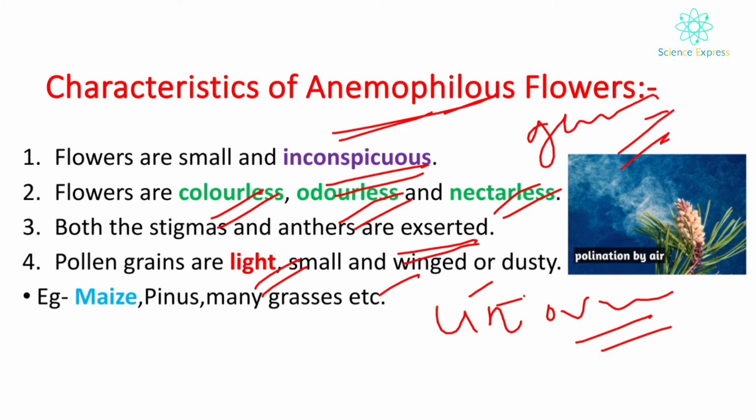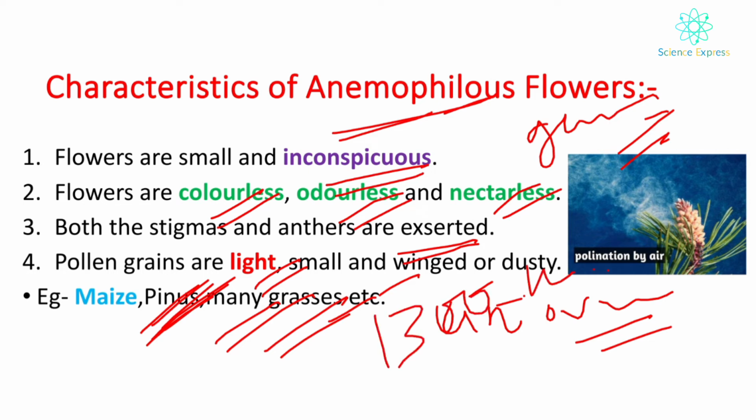And sometimes, example is Pinus, shows the sulfur shower. Sulfur rain. Clear? That is called sulfur rain. When they spread their pollen grains, the sky is totally covered by the yellow color pollen grains. Pollen grains are light, small and winged or dusty. They can be blown by wind to a distance up to 1300 km. Okay. Examples are maize, Pinus, many grasses, wheat also.